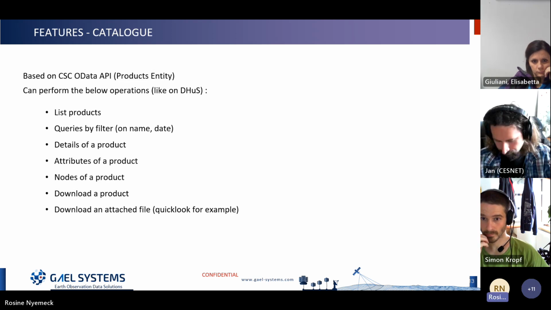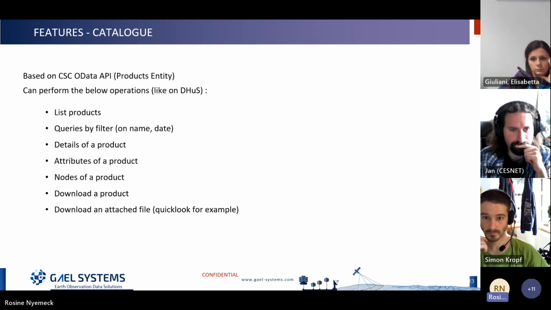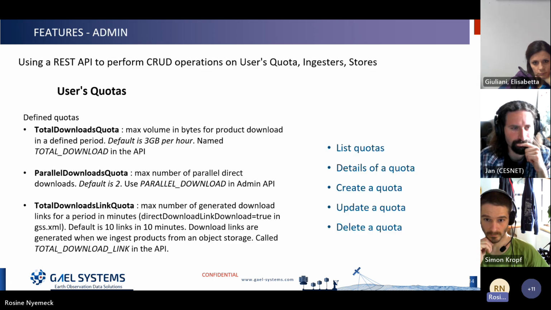And according to the features, we have also the catalog, and we will see how it works. But it is based on the CSAO data API for the products entity, and we can perform all the requests we have on the DOS. For example, list the products, query by filters, download quick looks, and so on. We will see more after in the demo.